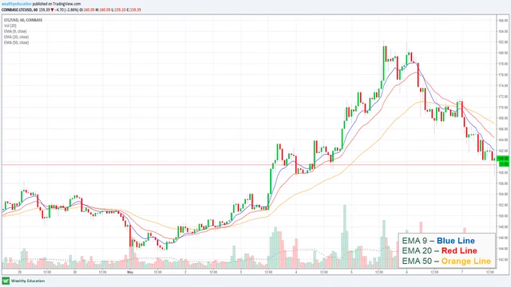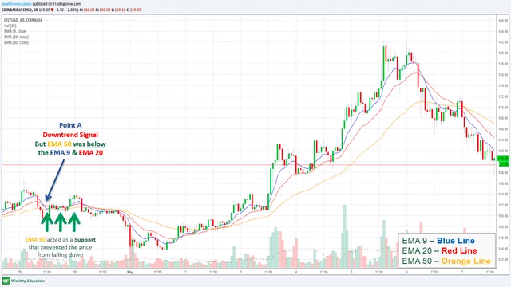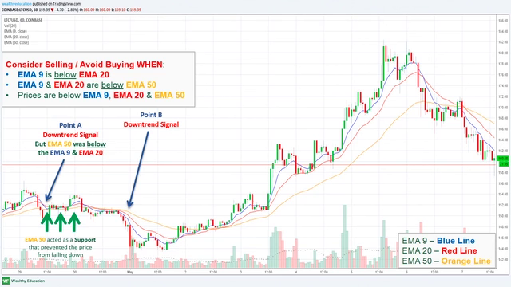Okay, the last example. We had a downtrend signal here at point A, but the EMA 50 was below the blue and red lines, so we could consider this a weak downtrend signal. The EMA 50 could act as a dynamic support that stopped the price from falling. We had another downtrend signal when the EMA 9 crossed below the EMA 20 again, but this time the EMA 50 was above the blue and red lines, so we could confirm that this was a valid downtrend.